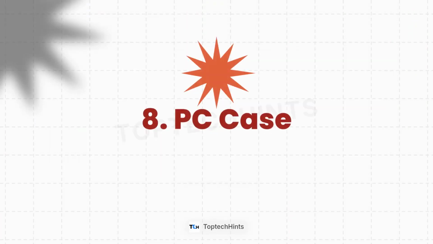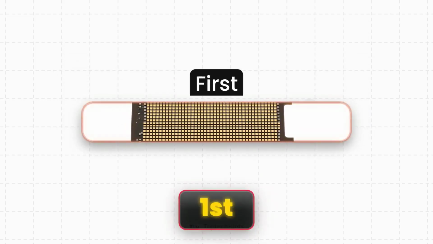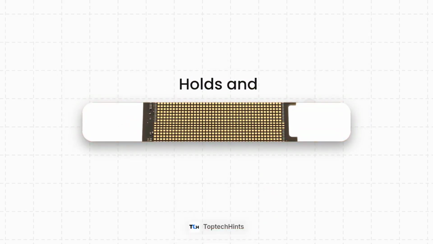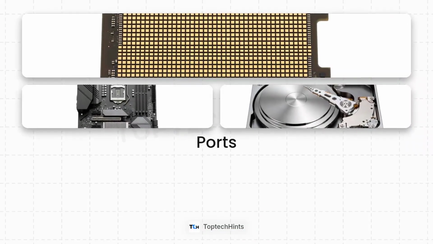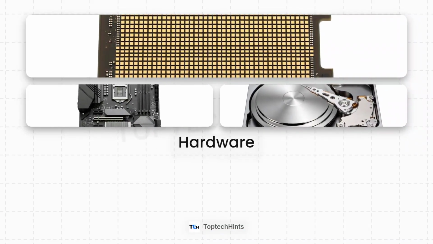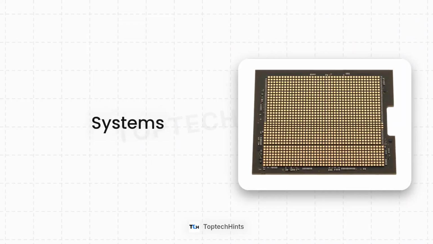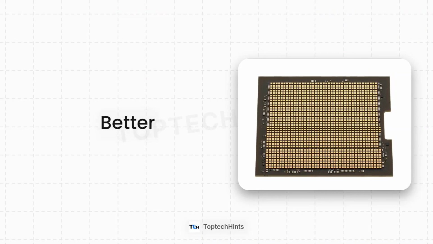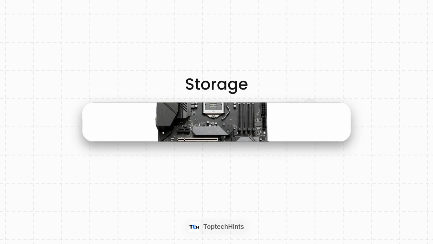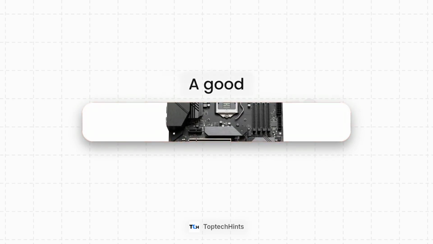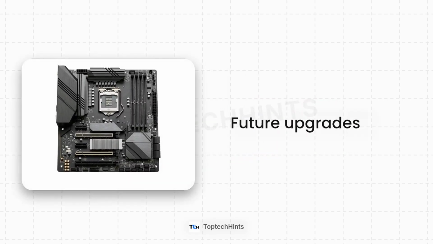Number 8, PC case. Finally, we have the component everyone notices first, the PC case. The case holds and protects your components. It also controls airflow and provides access to ports, drives, fans, and other hardware. Cases come in different sizes, from compact systems to large full-tower systems. A bigger case isn't automatically better, but you need enough space for your motherboard, GPU, cooling system, storage, and power supply. A good case should provide good airflow, easy cable management, and enough room for future upgrades.